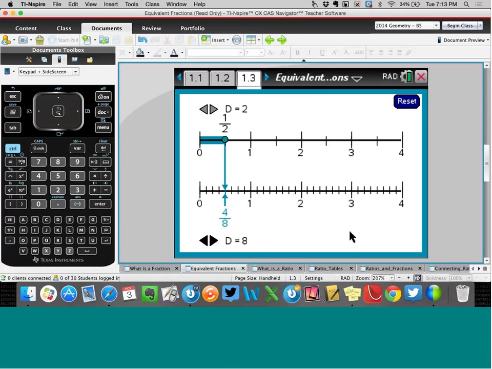1/2 and 4/8 are equivalent fractions. What does that mean? Here's some responses. One is that they have the same value. Another is they have the same location on a number line. They make up the same portion of a whole. They represent the same part of the same whole.